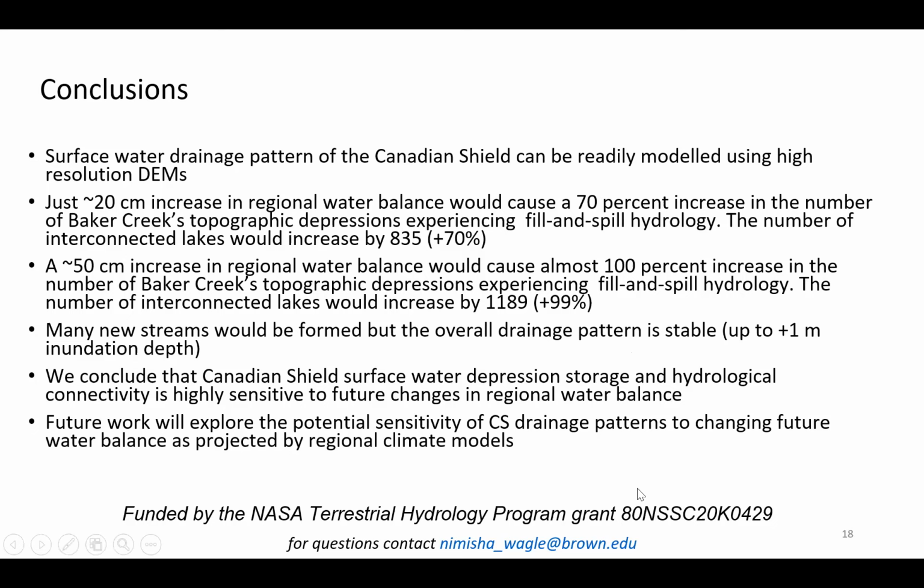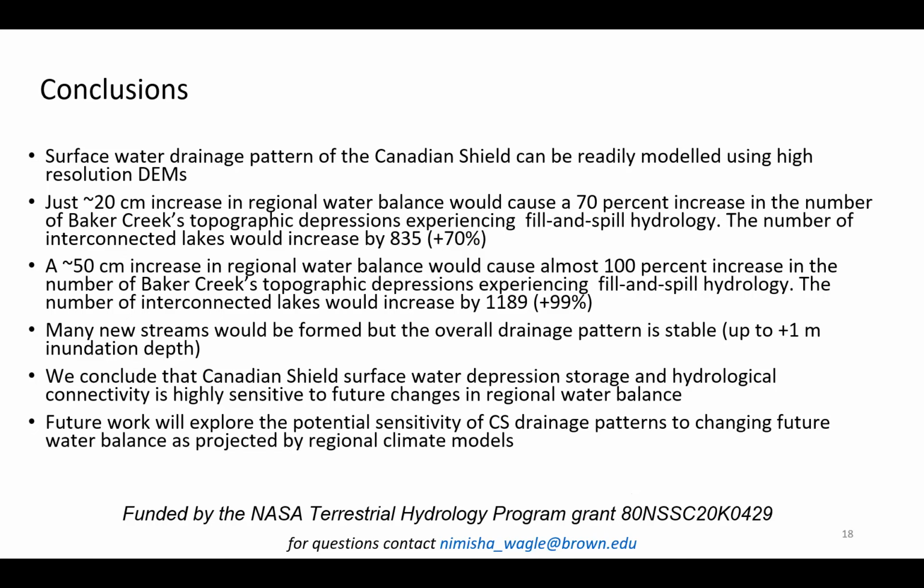Are there any questions in the room or online? So I actually have a question. Taking your conclusions, how do you think this surface water will change, or also groundwater on the Canadian Shield? What do you expect with the next 50, 100 years?